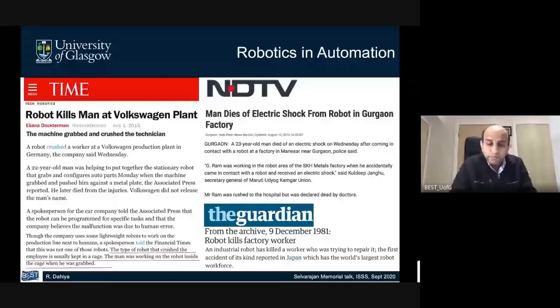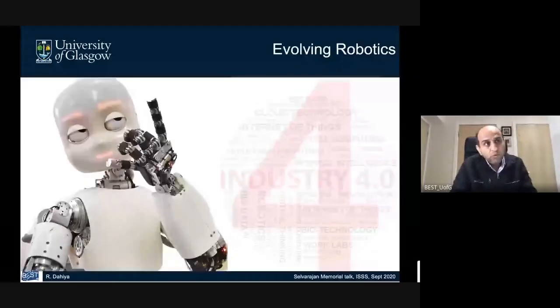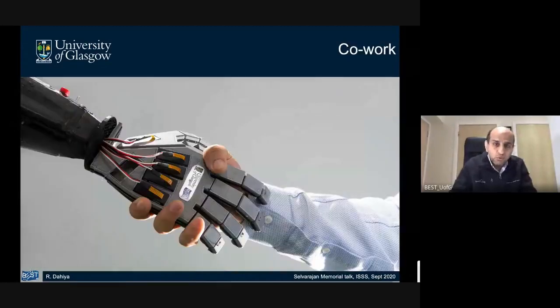If, as in the previous video, there was a robot with some skin-like structures so that it could sense the human approaching its workspace and stop, then such incidents could be avoided. And this will become even more important in future, because we talk about Industry 4.0, where robots and humans are expected to work together as co-workers.